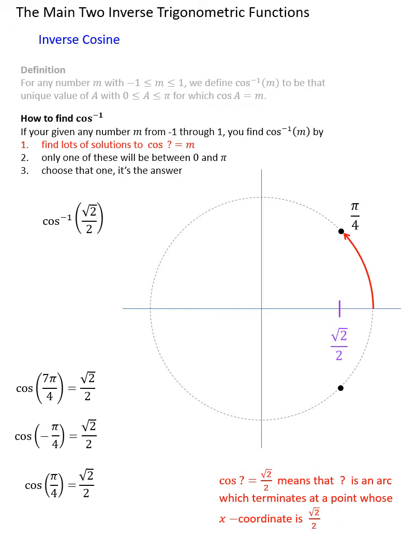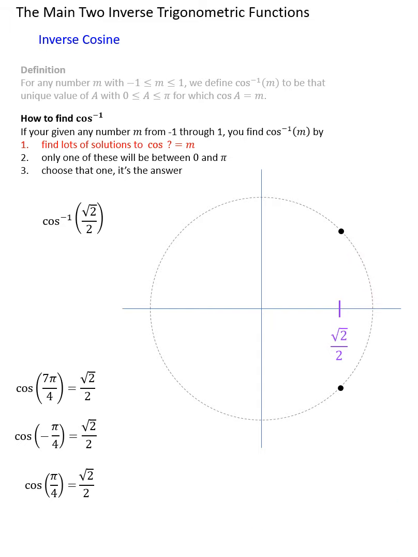As a matter of fact, really step 1 and 2 are kind of the same. You need to consider lots of solutions to this equation, but you really only need one that matches criterion 2, meaning the value of the arc length is between 0 and pi. So now let's move on to step 2.